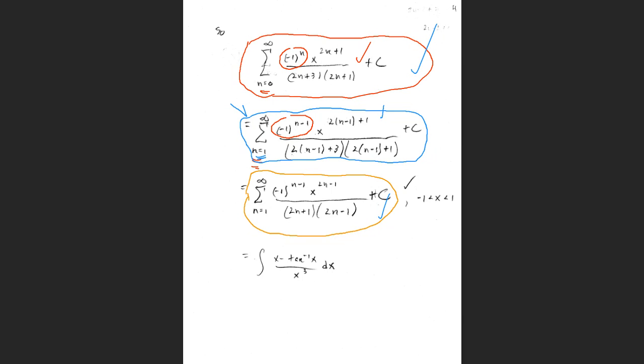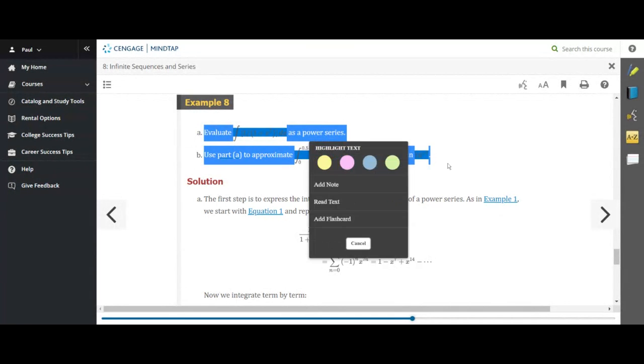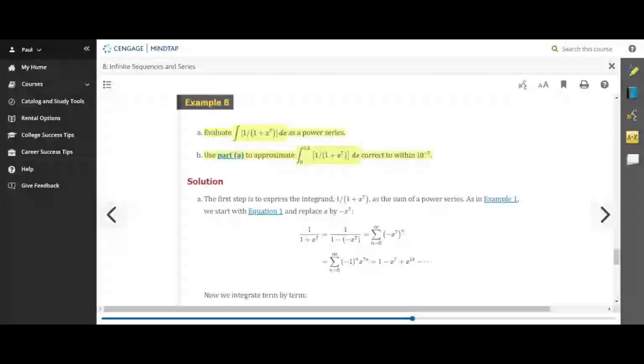All right. Well, I want to mention one more thing here. In example 8 in the textbook, here's a problem you'll need to look at. It'll be helpful for you for the last couple problems in the homework. They want you to evaluate an integral as a power series, but then they want you to approximate the definite integral correct to within 10 to the -7th power.